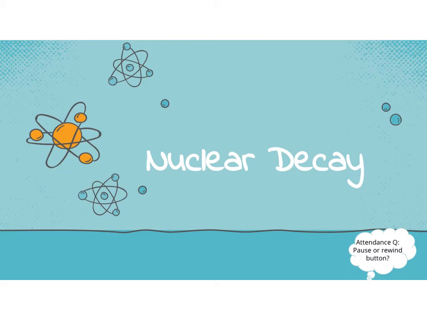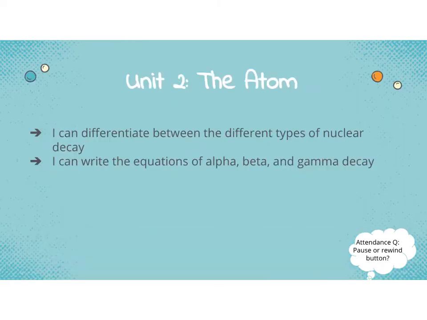Today we're going to be learning about nuclear decay, and there are three different types we'll be learning about, and we'll also be representing them with equations. So the learning targets for today, as we're talking about the atom and nuclear decay, is to be able to differentiate between the three different types of nuclear decay, as well as write the equations of alpha, beta, and gamma decay.